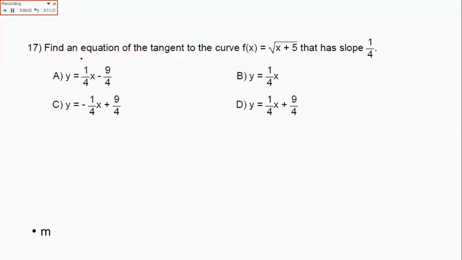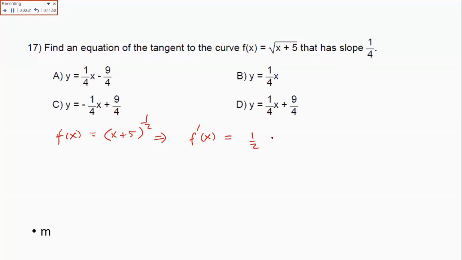Okay, we have: find the equation of the tangent to the curve f of x equal to square root of x plus 5 that has a slope equal to 1 over 4. So we're given f of x, so f of x equals x plus 5 to the power half, right? So this implies what? F prime of x equals what?